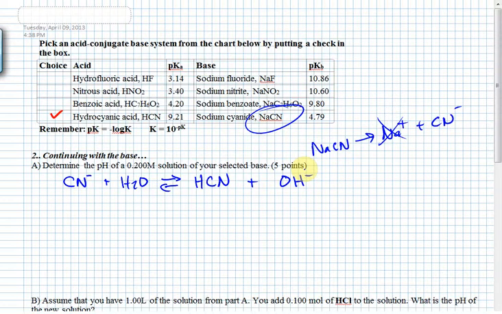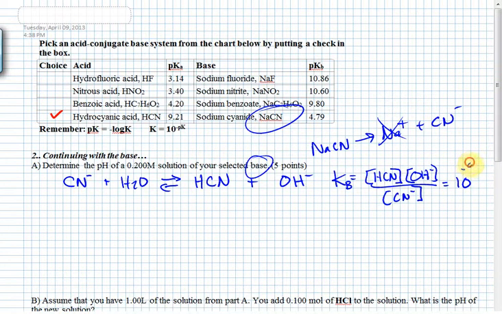The solution is going to be basic. We've got a weak base. We know that the Kb for this reaction is equal to the HCN concentration times the hydroxide ion concentration divided by the cyanide ion concentration. Don't you dare try to put water into that equilibrium expression. And from the information we're given, we know that the Kb is 10 to the minus 4.79.